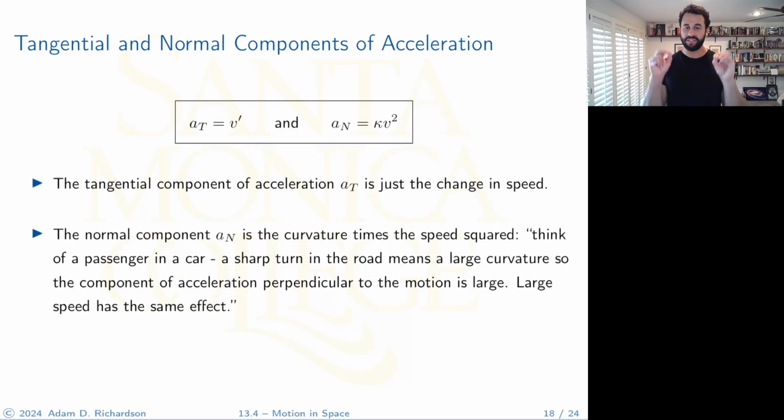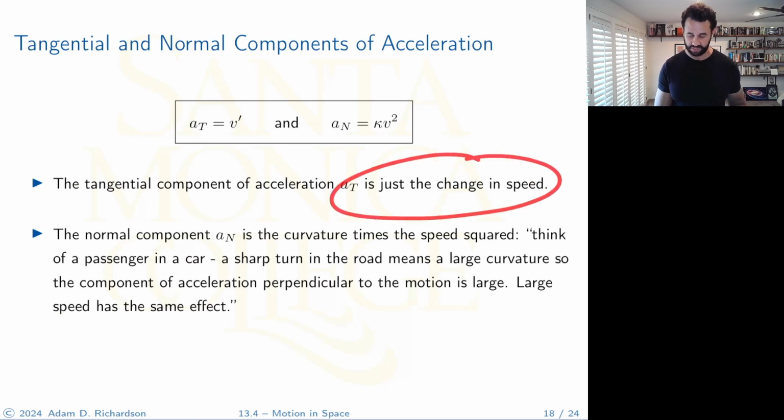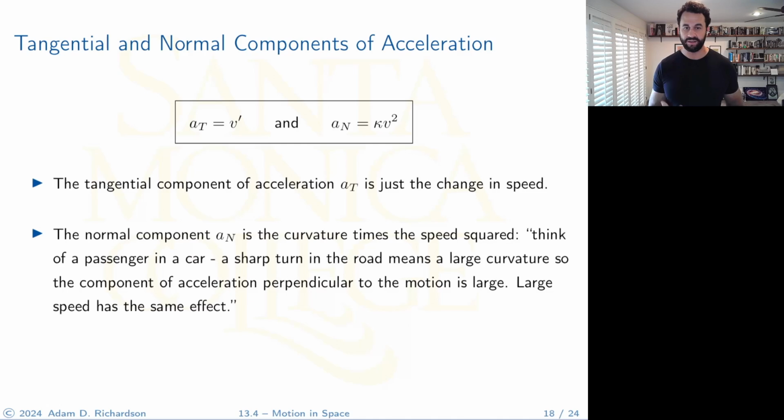So let's peel these things off and look at them specifically. The tangential component of acceleration is v prime, so it's the derivative of speed. And the normal component is kappa v squared, so it's the curvature times v squared. The tangential component is really just the change in speed, which kind of makes sense, right? Now the normal component is the curvature times the speed squared.